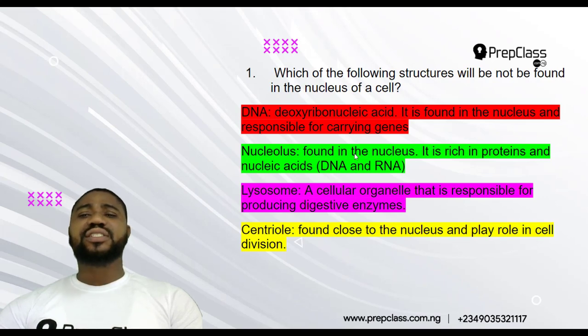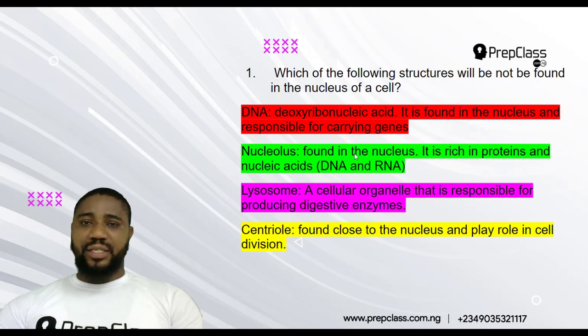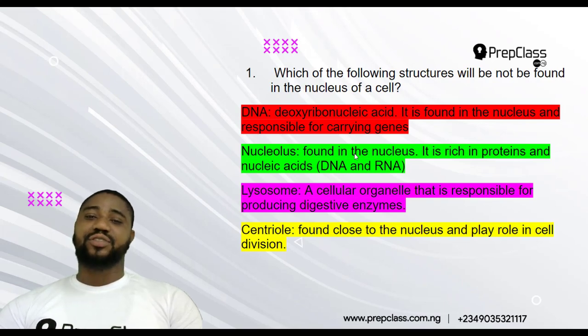Nucleolus. Of course, the nucleolus is a part of the nucleus. The DNA is surrounded by a nuclear membrane, and inside that nuclear membrane, you find the nucleolus. So it's the nucleolus that contains RNA, ribonucleic acid, and DNA. So it contains protein and nucleic acid. Nucleic acid simply means DNA, that's deoxyribonucleic acid, and RNA, ribonucleic acid. So nucleolus is not the answer, because which of the following structures will not be found? Let me get my pointer, because the question says which of the following structures will not be found. This is a typo. This is supposed to be will not be found.